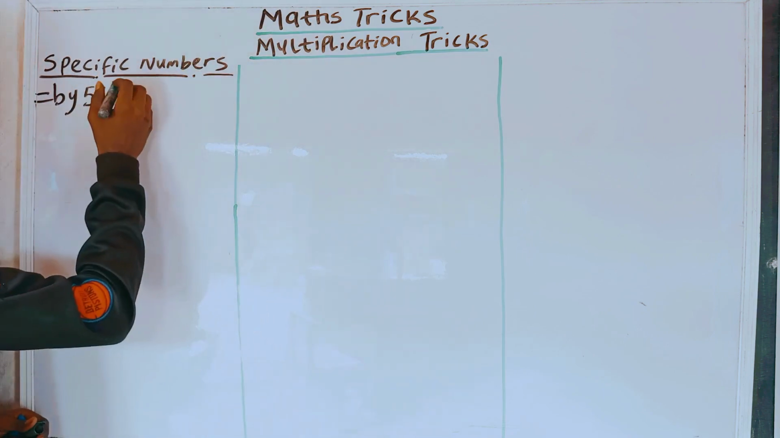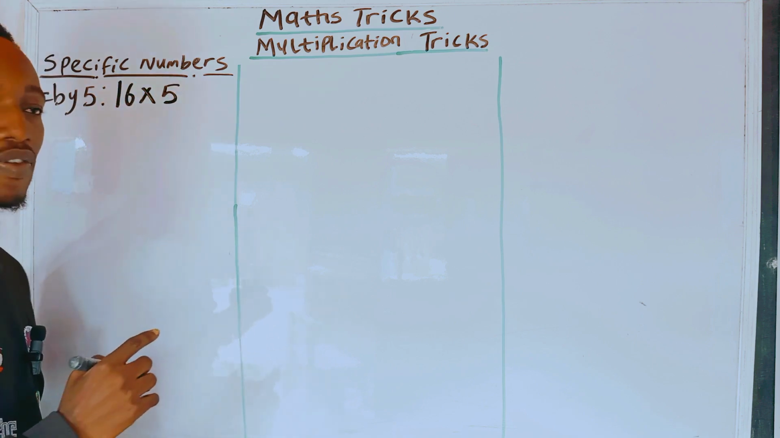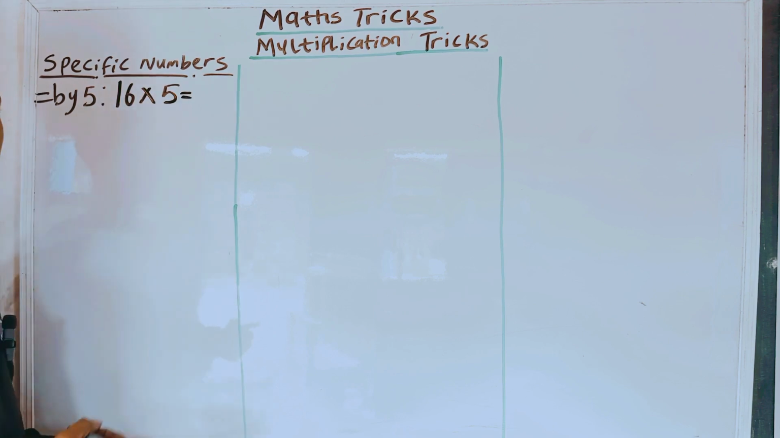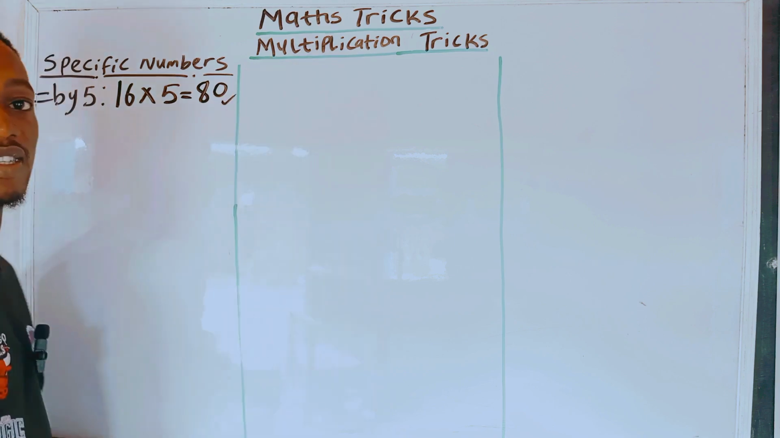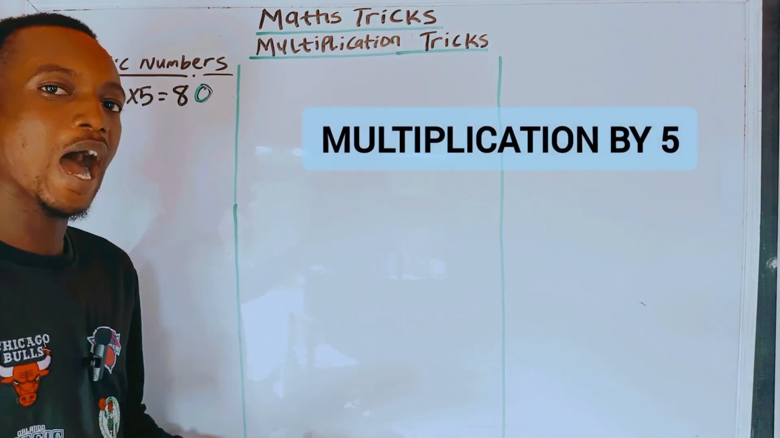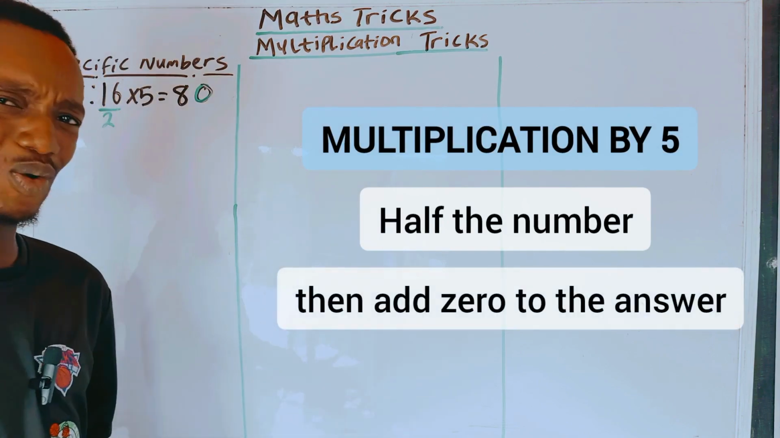An example is when you have 16 times 5. Now, how can you do this very fast? What you do is you half 16, which is 8, then add 0 to it. That's 80. Whenever you're multiplying a number by 5, half that number, add 0 to the answer. As simple as that. Very cool, right?